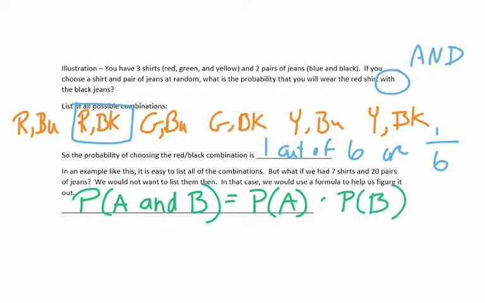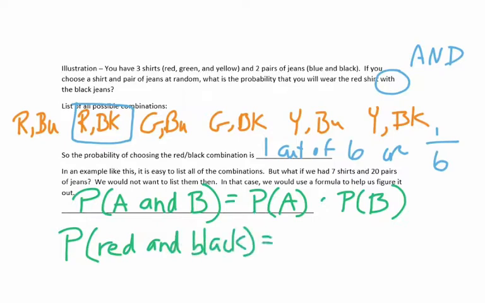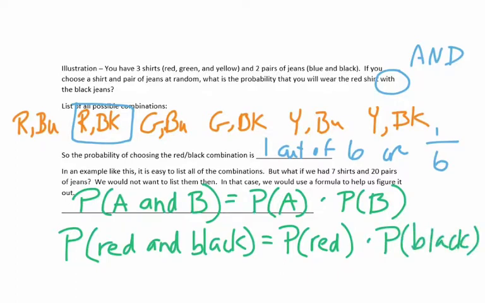of B. So in this particular example, what this would be is the probability of red and black, that both of them happen, is equal to the probability of the red shirt times the probability of the black jeans. So that's how that formula would apply in this particular case. All right, so let's confirm this using the example above.